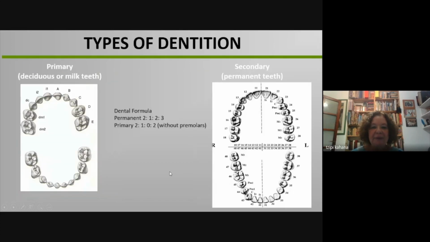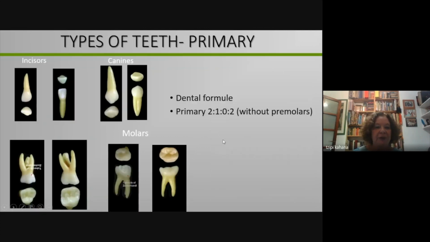We'll see it better in a little while. We have basically two types of dentition. We have a deciduous dentition, a primary, and we have a permanent or secondary dentition, and let me show you how it looks. Within the deciduous dentition, we have only 20 teeth. This is the primary dentition that will be shed and will be changed by the permanent dentition.